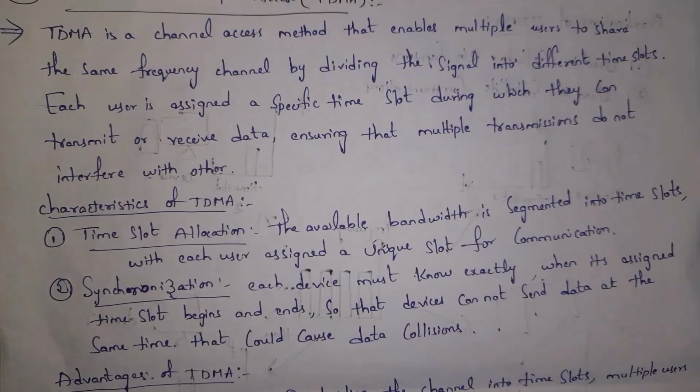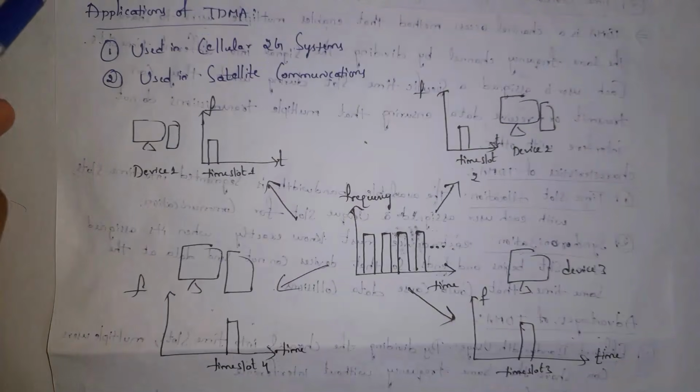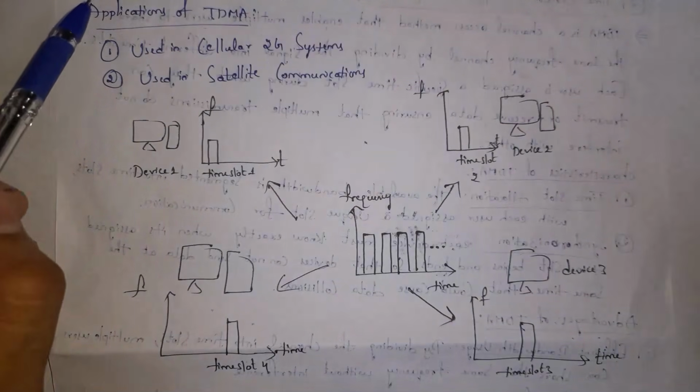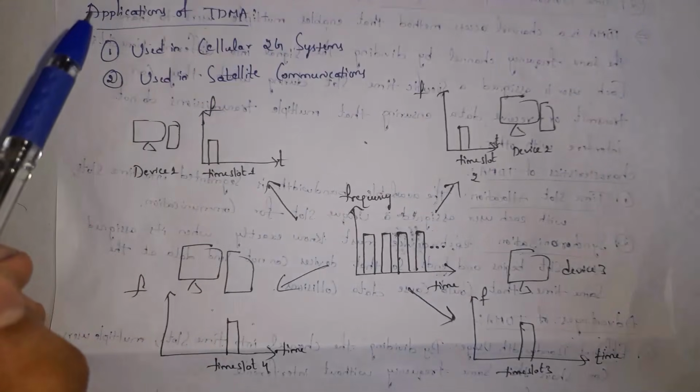These are the characteristics of TDMA. And the first one is time slot allocation. I already said before, each device will get one time slot. And in that particular time slot, the device can communicate. And the second one is synchronization. Yes, synchronization means each device must know at what time the slot will begin and at what time the slot ends. So the device can use only that particular time slot or else collision will occur. These are the applications of TDMA. We will use TDMA in 2G networks and also in satellite communications.